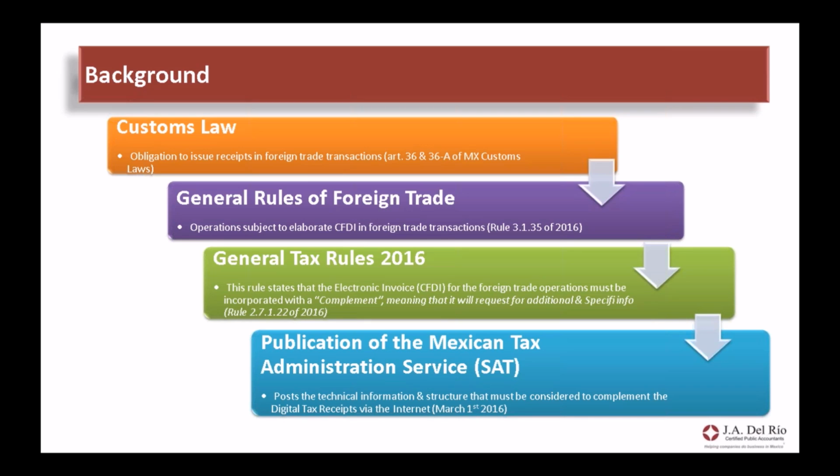This is the new rule that will make us generate this new electronic invoice, because now in this new provision, it is mentioned that we need to write down in the pedimento the electronic invoice number. Before this new rule was published, that was not a requirement.